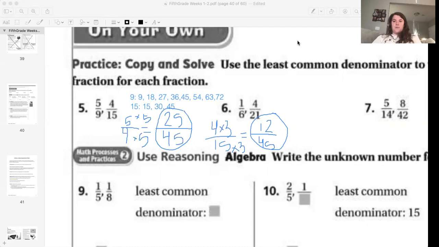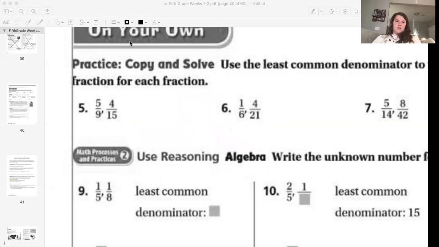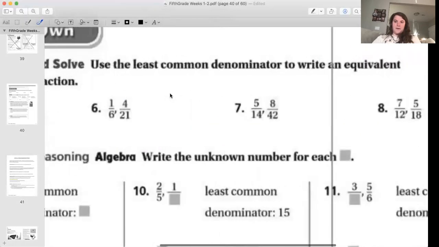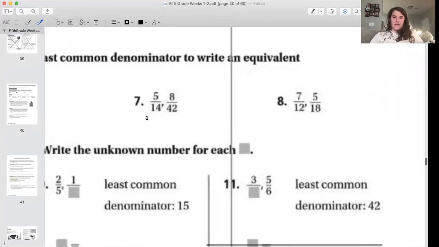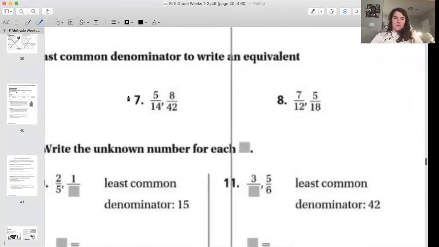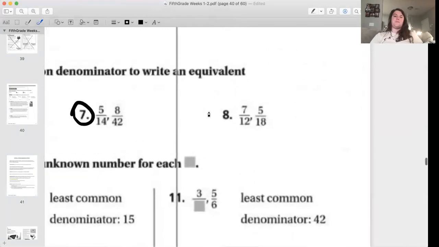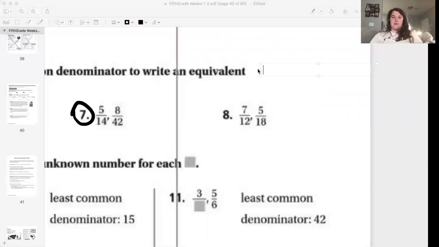But I'll do another one with you. So let me clear that. I know these ones look bigger. They're really not that bad, I promise. So I'm going to have you do number 6 by yourself, and then I'm going to have you do number 7 by yourself, and then I'll do number 8 with you. So you might have to kind of think about some of these.